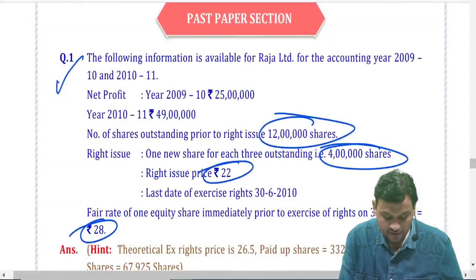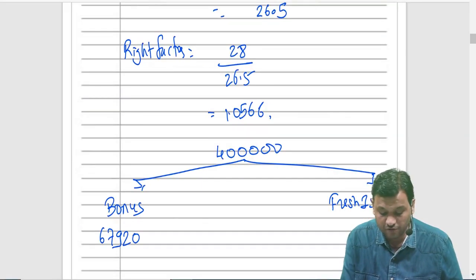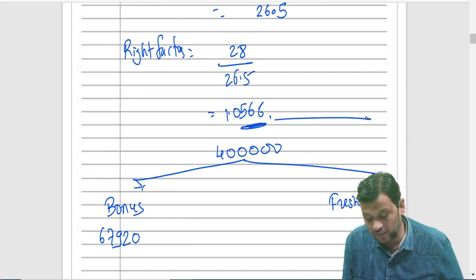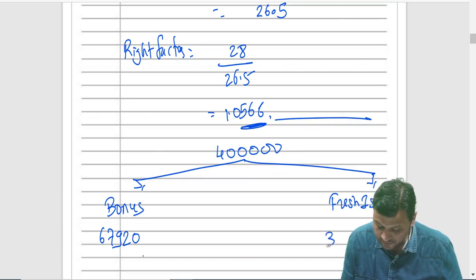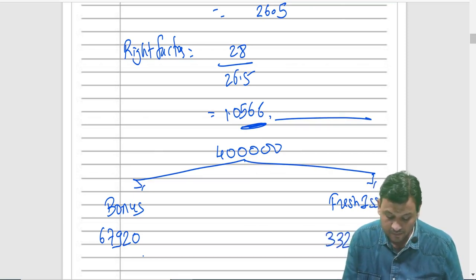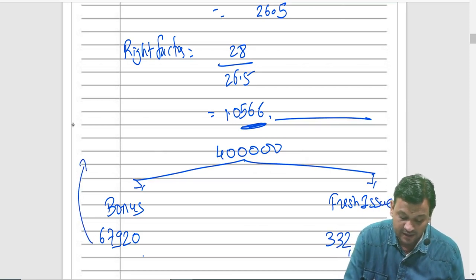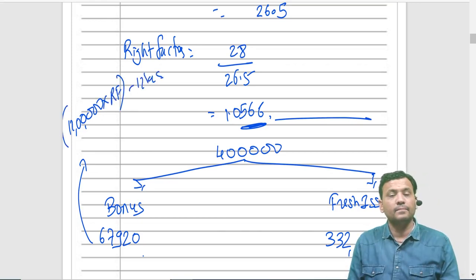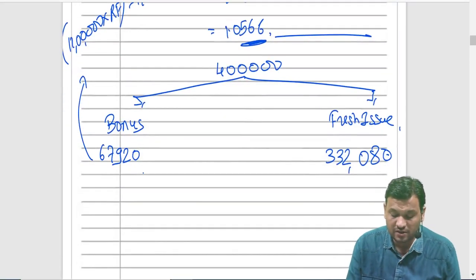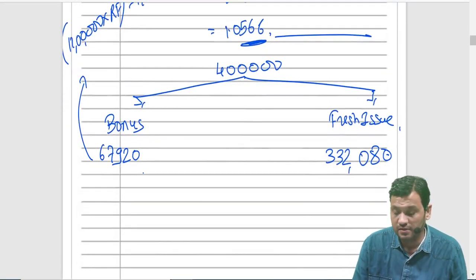Is bonus. Of course, here you will say, sir, we are having 925 because I have taken only 4 digits. If I take all 12 digits, then obviously I'll also be getting 5. But I'm just doing round off, and 4 lakh minus 67,920. How did I get 67,920? Nothing but existing shares, 12 lakh into rights factor minus 12 lakh. So out of 4 lakh, 67,920 is bonus, 332,080 is nothing but fresh issue.